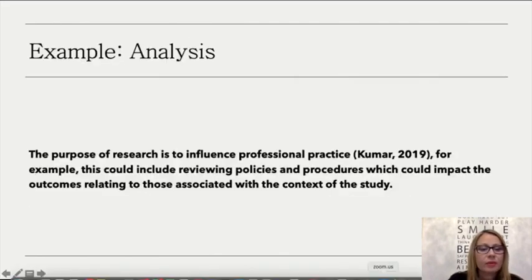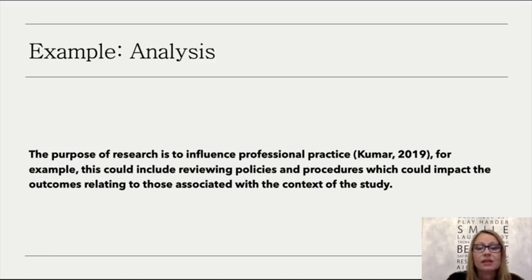Let's give you an example now then of analysis. We're using the Kumar example with regards to research again. So here our sentence, the purpose of research is to influence professional practice by Kumar. For example, this could include reviewing policies and procedures which could impact the outcomes relating to those associated with the context of the study. So let's see where our analysis is happening now.